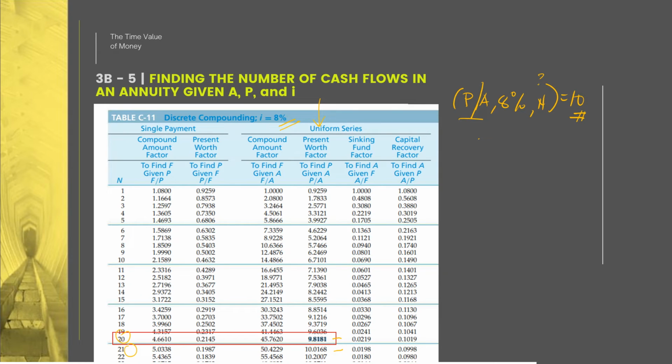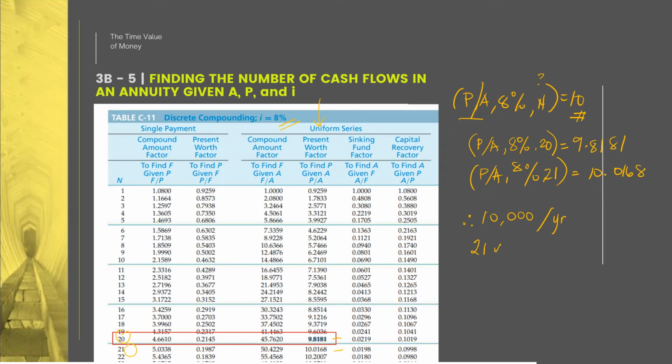So we have, let's say, P over A 8%, 20 equal to 9.8181, and P over A 8%, 21 equal to 10.0168. So if 10, therefore if $10,000 is paid per year, the loan will be paid off in 21 years instead of 30.